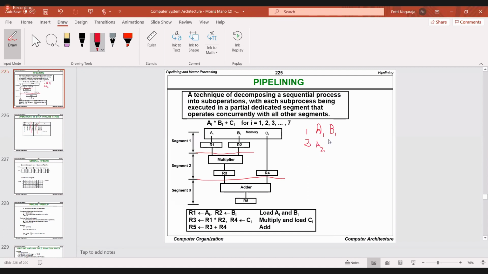A2. And what is the R2 value? B2. Now can anyone tell me, what is the R3 value? R1 into R2. So R3 is R1 into R2.